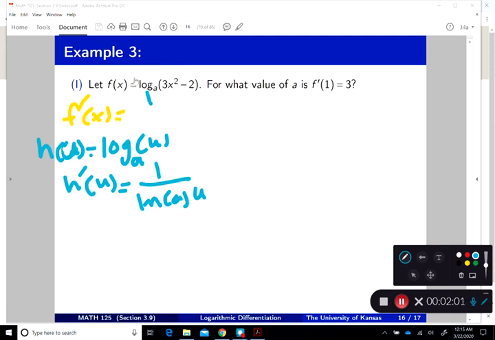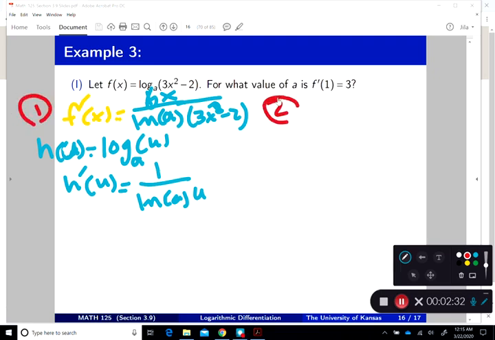So I get 1 over natural log of A times 3x squared minus 2, right? And then I have to multiply that by the derivative of the inside. The derivative of the inside is just 6x, and that multiplies by the numerator. Now, this was just part 1. The question is asking to find where f prime of 1 is equal to 3.